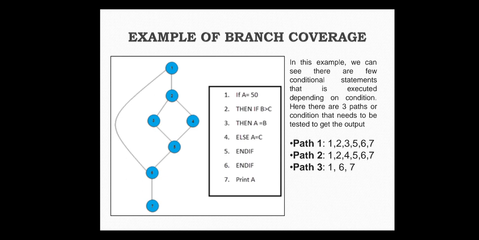So you need to test all the possible branches or possible conditions of a particular piece of code at least once. Okay, so in this example we can see there are a few conditional statements that are executed depending on the conditions. Basically here are three paths or conditions that need to be tested to get the output.